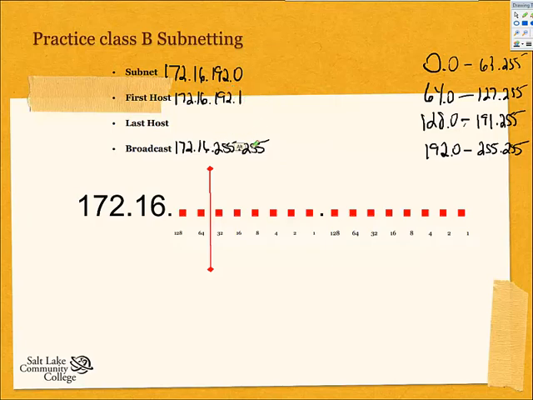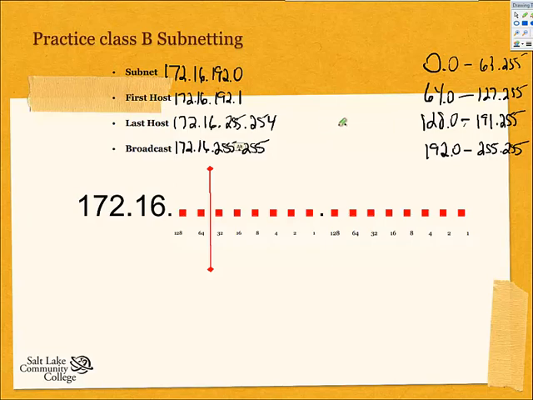And then we look at the broadcast and we go, wow, the answer to that has to be, since it's the number before this number, the answer has to be 172.16.255.254. That's the one that's always strange.